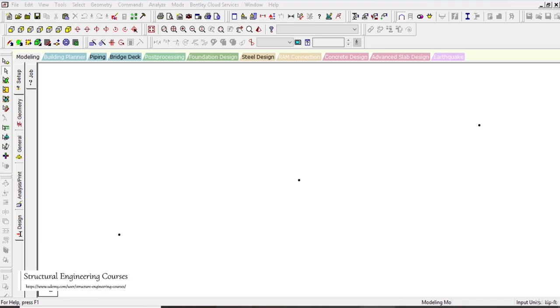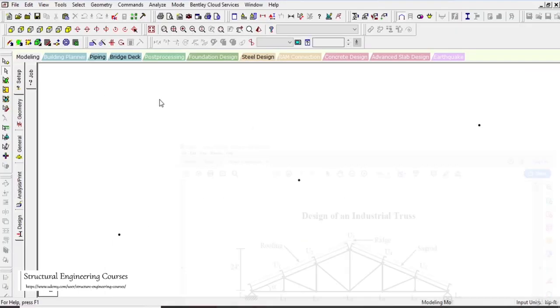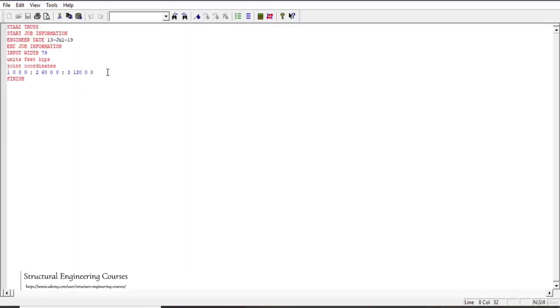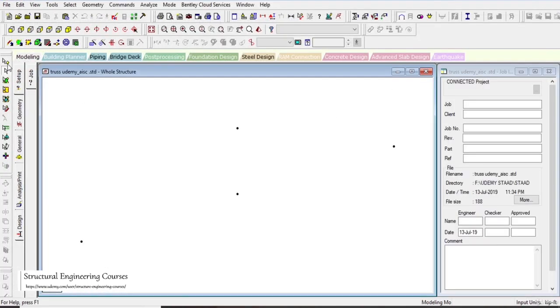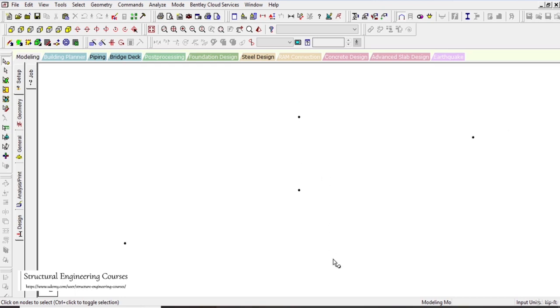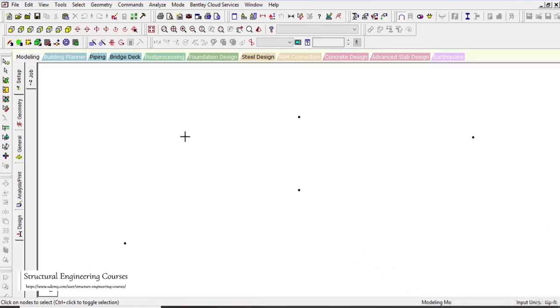After that, if we want to enter the coordinate of this particular point also, it is nothing but x is 60, y is 24, and z is 0. So we enter here 4 as 60, y as 24, and z as 0. So these are the 4 points that we had got by using the editor file option here. And after that, we can just model this truss here.